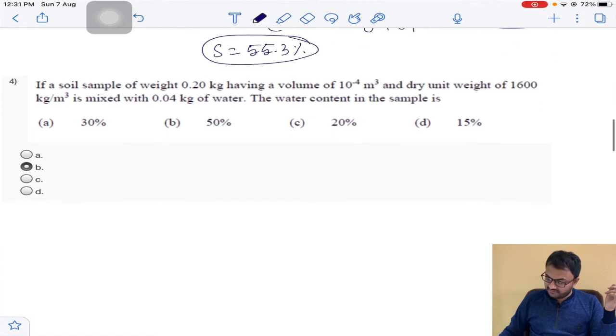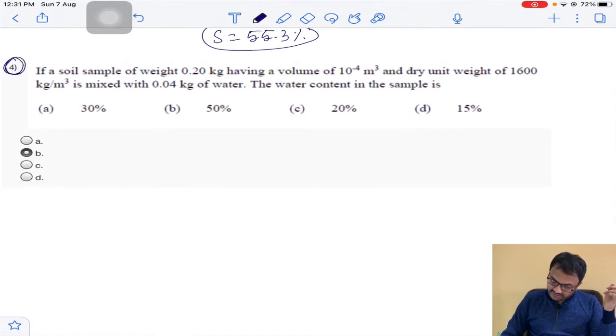And now one of the most important questions, the fourth question. This type of question you can see frequently in high level exams like GATE, IES, or the engineering services examination. So put your brain here.